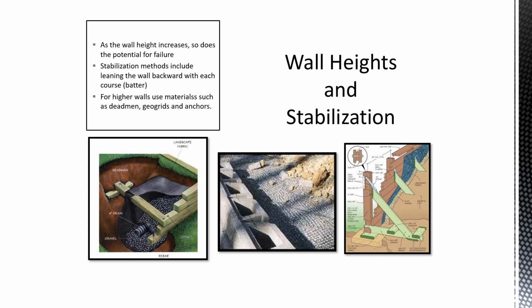Wall heights and stabilization. As the wall height increases, so does the potential for failure. The stabilization methods include leaning the wall backward with each course. That's called the batter. And when you stack your block and even your landscape timbers, each is probably about an inch back from the one that's below it, and it tapers it back. For higher walls, use materials such as dead men, geogrids, and anchors.